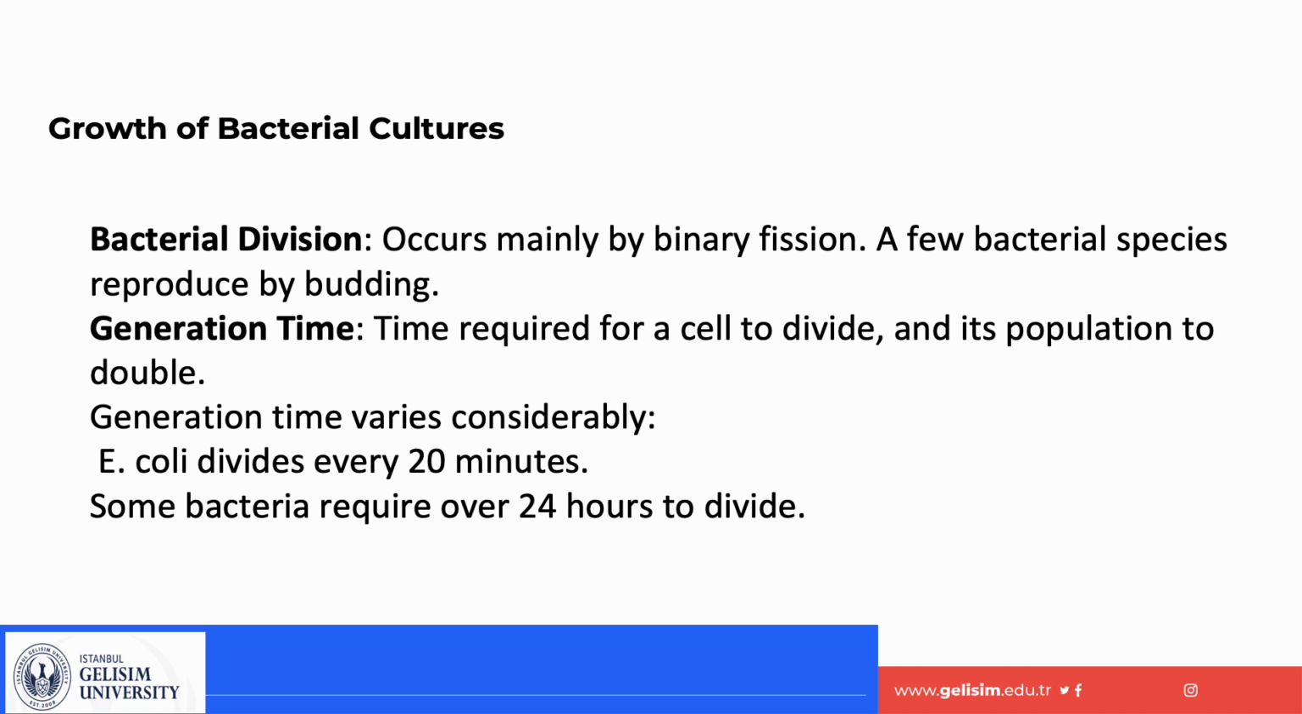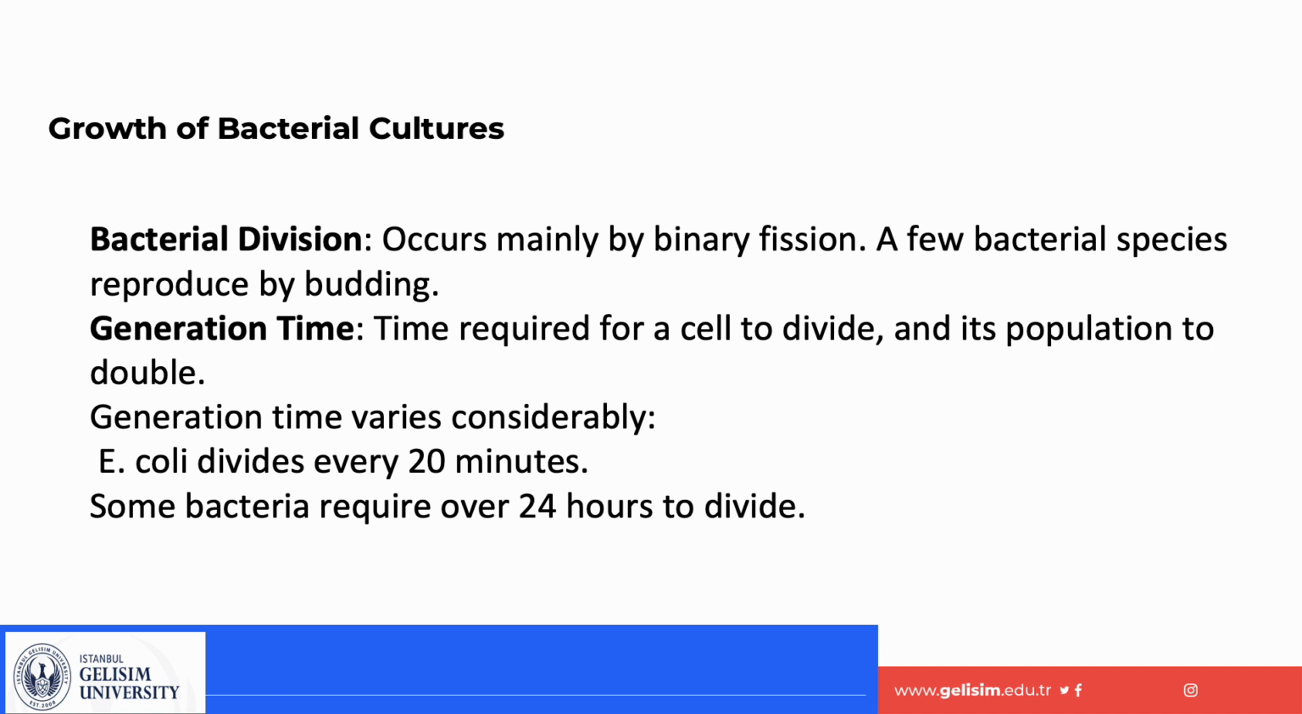Bacterial reproduction is the process by which a bacterial cell replicates itself, and it occurs mainly through binary fission. Binary fission is the process where the parent cell divides into two identical daughter cells. However, a few bacterial species reproduce through budding. This is where a small bud grows out of the parent cell and eventually detaches to form a new cell. Now, the generation time is the time that's required for bacterial cells to divide and for its population to double.